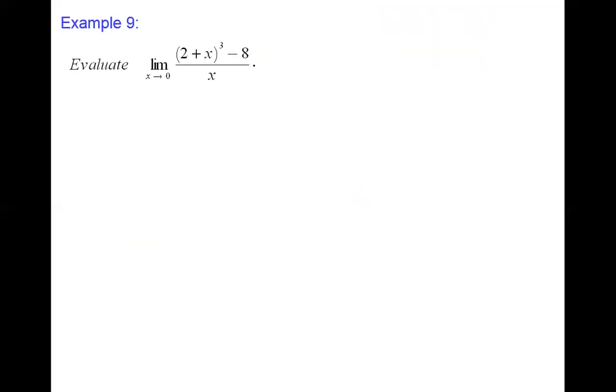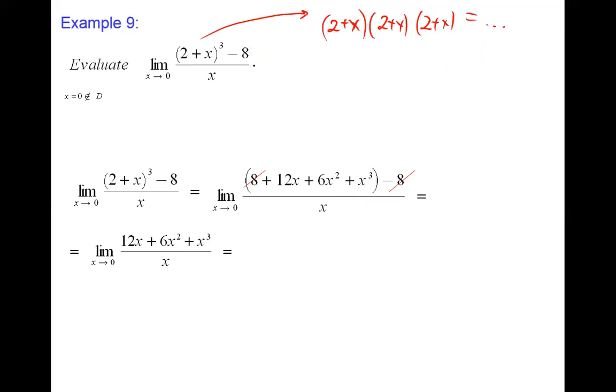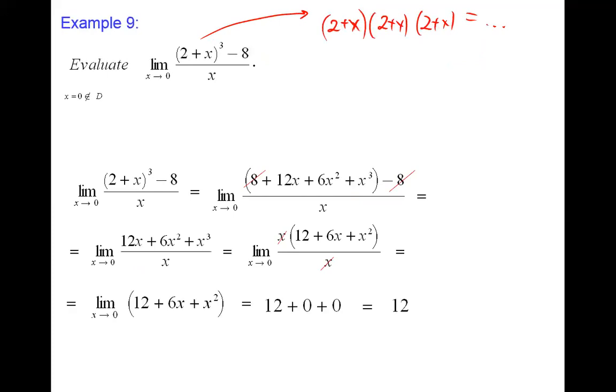Similar thing, similar function, but (2 plus x) cubed. Also make sure that you know how to expand this using the formulas on the slide provided. You can cube the quantity by multiplying 3 times, or you can just remember the formula. Okay, 8 is gone. We have common factor x, and x is my 0, gone. Substituting 0, we're getting 12. The limit of this function at 0 is 12.